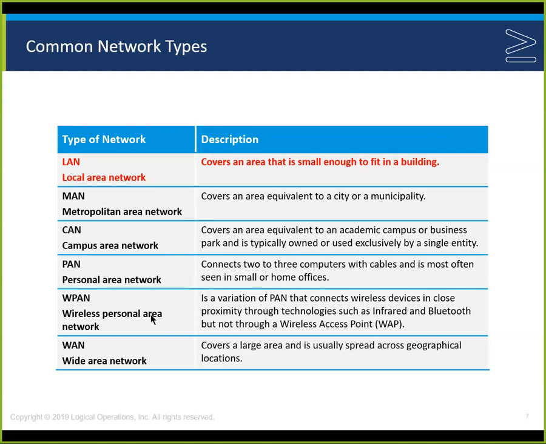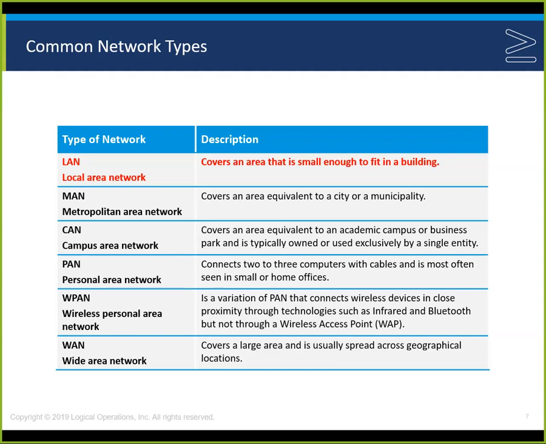I'll get out of this thing in a second. So the common network types, and these are abbreviations you've seen before: the LAN, MAN, CAN, PAN, WPAN. The PAN and the WPAN are the ones where this book, and this is out of the book that's provided, has a little bit different definition than I've always seen: a personal area network, where personal devices are connected together.